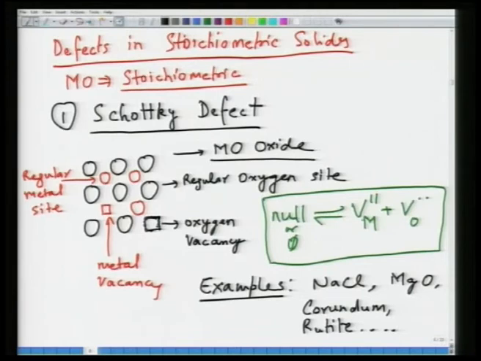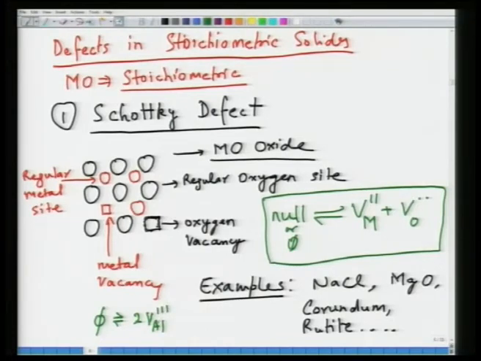So, I have written this defect reaction for a binary metal oxide whose formula is MO. Now, the defect reaction formula would change, for example, for Al2O3. In case of Al2O3, how would you write it? In case of Al2O3, it would mean null is equal to 2 V_Al.